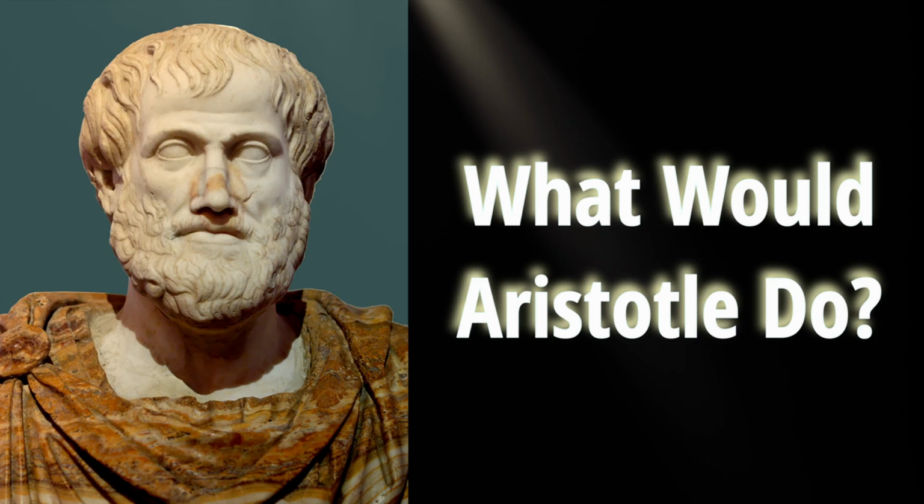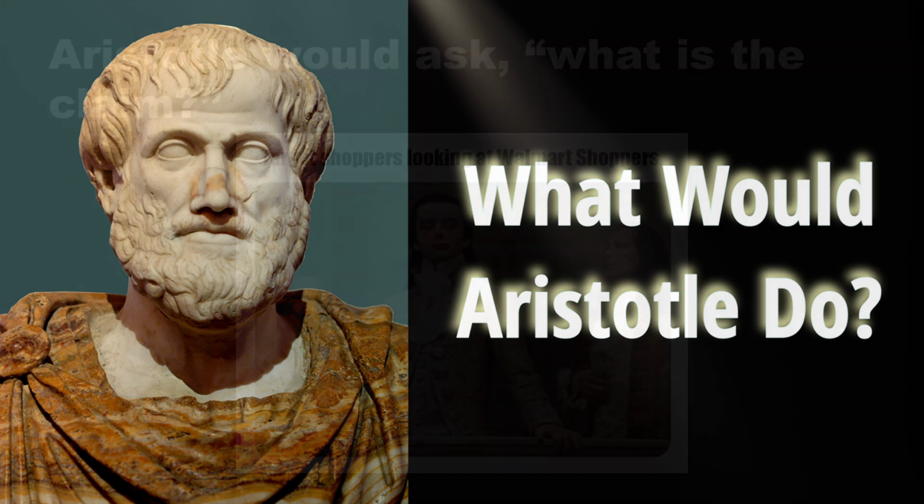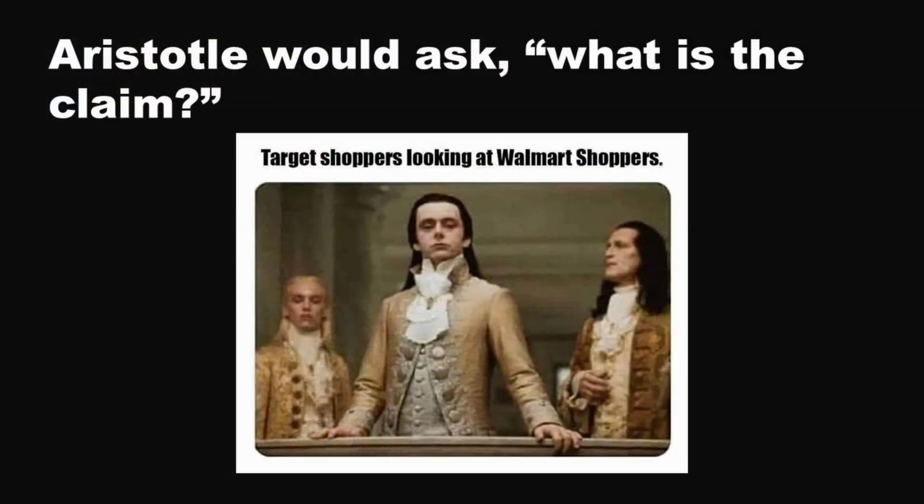We'll begin with Aristotle and the means of persuasion, and basically we're going to ask, if Aristotle were doing a rhetorical analysis of a visual text, what would Aristotle do? So let's go back to the Target versus Walmart shoppers meme that we examined in the previous lesson. Aristotle would first ask, what is the claim? The claim here also means, what is the text's thesis? What allegation does it make?